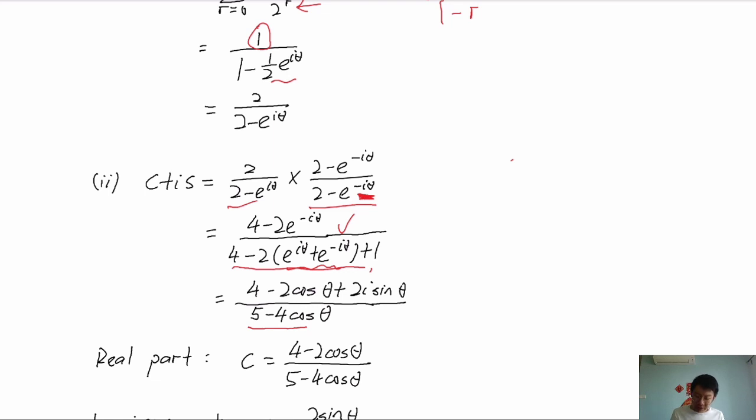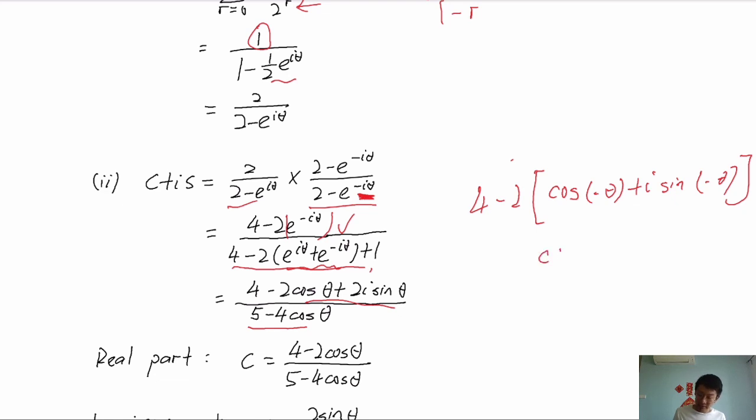For the numerator, we just have to write out e^(-iθ) in polar form. Be careful, this one is 4 minus 2 times e^(-iθ). So e^(-iθ) is cos(-θ) plus i sin(-θ). Cos(-θ) is cos θ, and sin(-θ) is minus sin θ. Remember we still have the bracket and the negative 2 outside, so when we expand, be careful of the plus and minus signs.